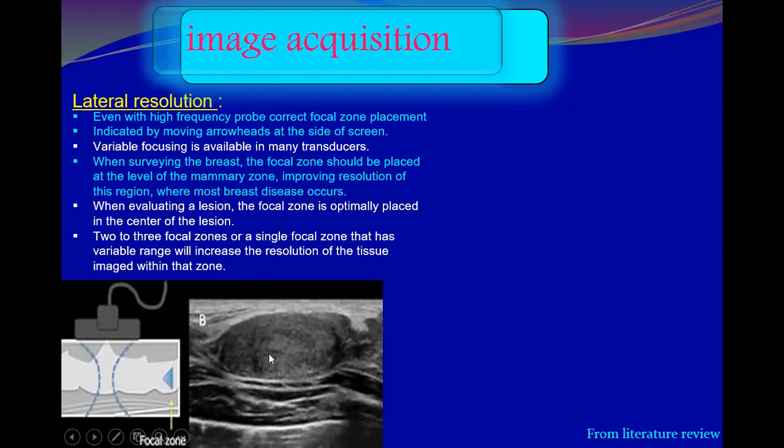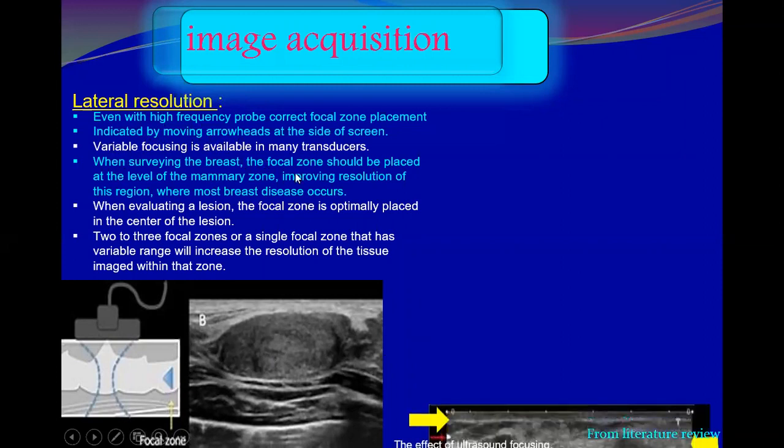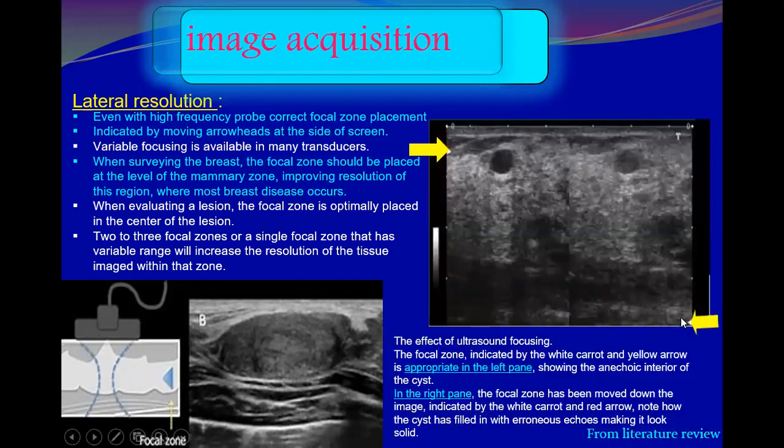We'll see here. Look at this one. This is the focal zone far away from the cyst. Look at the cyst. It seems as if it is a soft tissue. With the focal zone at the level of the cyst, or the middle of the lesion, it will optimize the image and give a better characterization of real cystic structures.